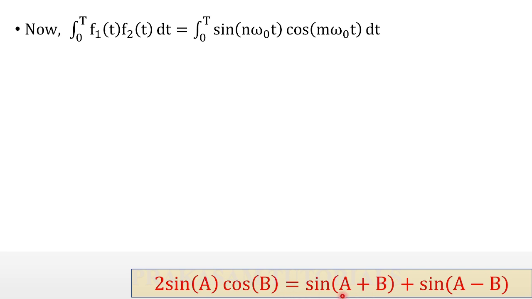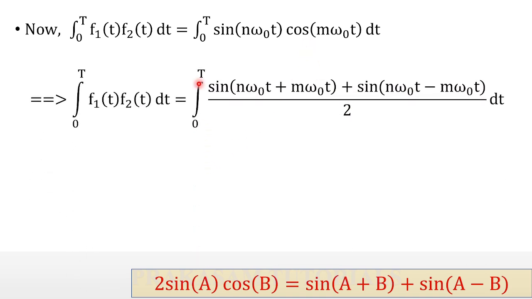So using this expression, sine a cos b is sine of a plus b plus sine of a minus b divided by 2. So now here capital A is n omega naught t and capital B is m omega naught t. So using this expression, this RHS term is integral 0 to capital T sine of a plus b, n omega naught t plus m omega naught t, plus sine of a minus b, n omega naught t minus m omega naught t. So now here take the common omega naught t. Here also take the common omega naught t.